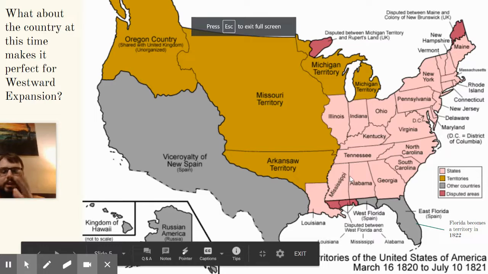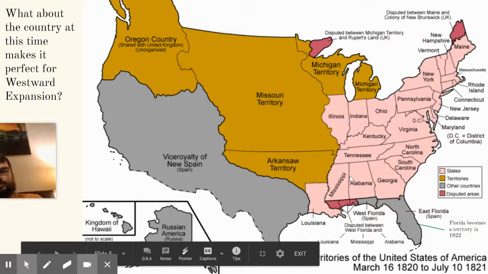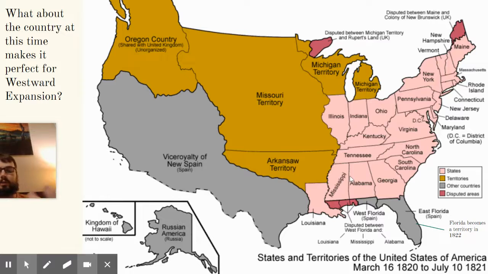Okay, so we're taking a look at the country at about, it says, 1820, 1821. I went ahead and added Florida becoming a territory in '22, but you get the idea. What about the country at this time makes it perfect for westward expansion? What do you guys think? What about the map makes it look like it's going to be perfect for the country to expand westward?